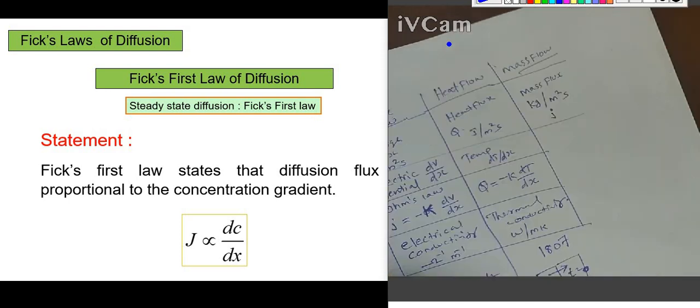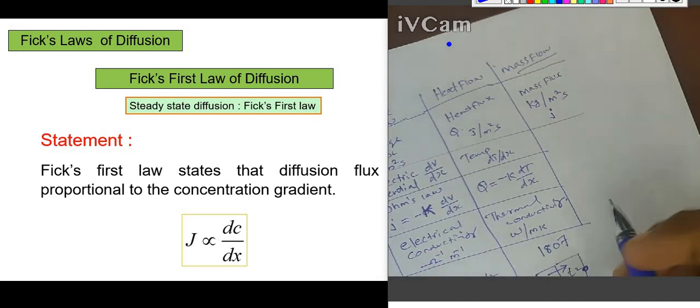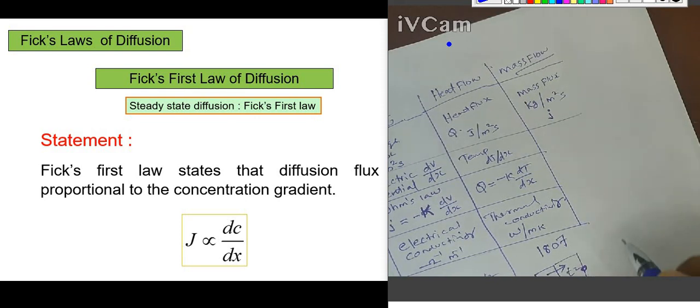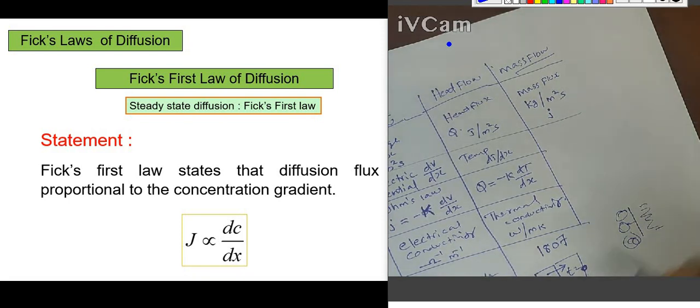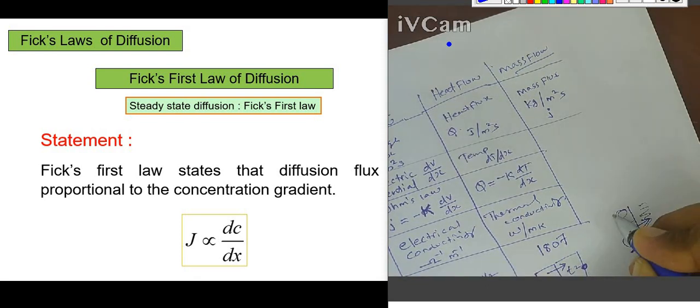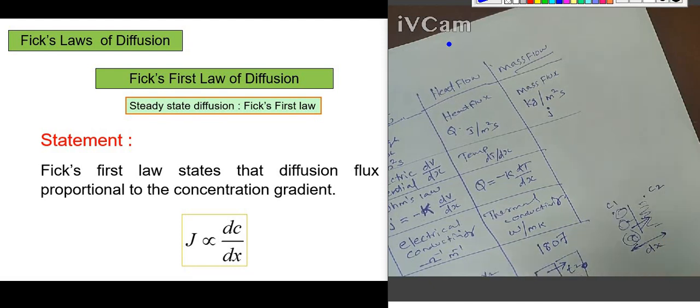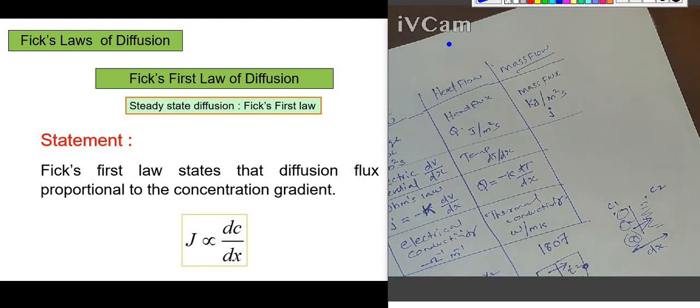Gradient for mass flow. For example, here is a particular region with a high concentration of atoms, and here is a region with a low concentration of atoms. So there will be atomic movement from high concentration to low concentration. And the distance between these two regions is equal to dx. In this area the concentration is C1, and here the concentration is C2, mass concentration. So the difference in concentration is equal to dc.